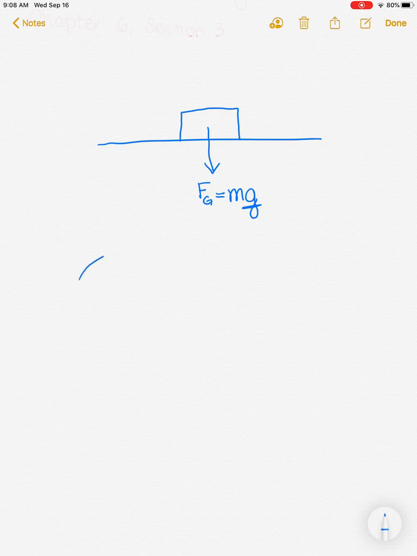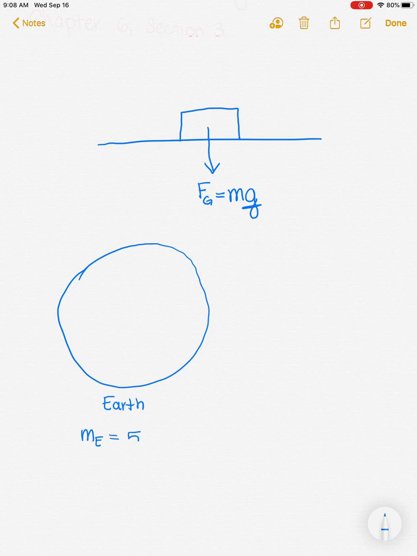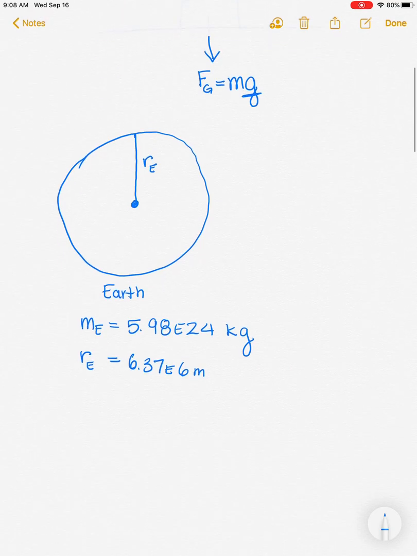If we were to look at the Earth itself, here we have Earth. We know that the Earth itself has some sort of mass, equal to 5.98 e to the 24 kilograms. And Earth also has this radius R_E, which is equal to 6.37 e6 meters. So we know that Earth itself has a mass and it has a radius, and we can kind of picture it as a circular object in space.